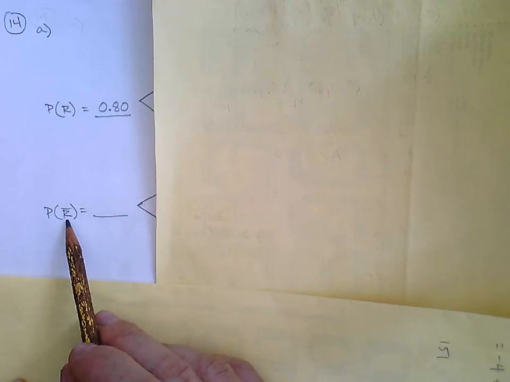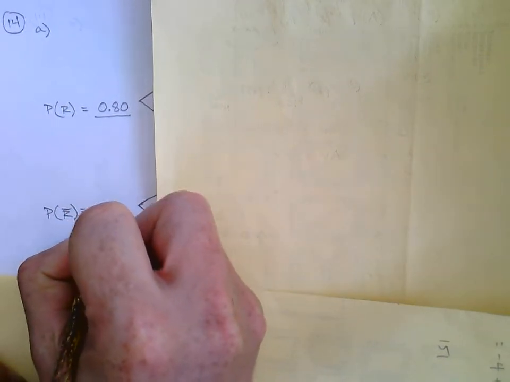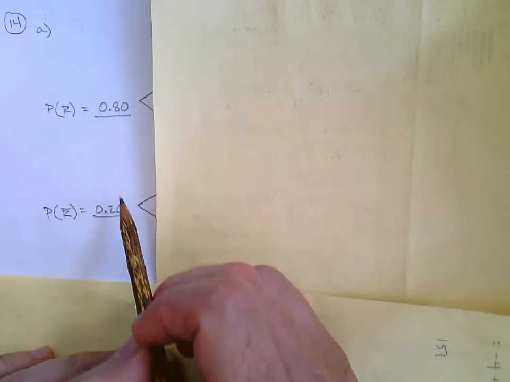Can we also fill in the probability of R complement? Well, a complement is the opposite of this. The people who don't go to the review, that's got to be 20%, 0.20. I also recommend filling these in with decimals, because that's going to help later. Not 80 and 20, but 0.80 and 0.20. Now, where does it go from here?